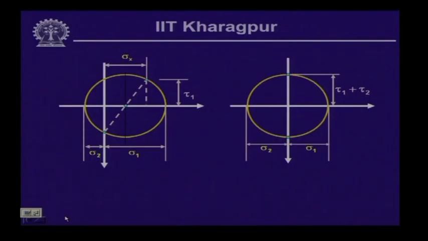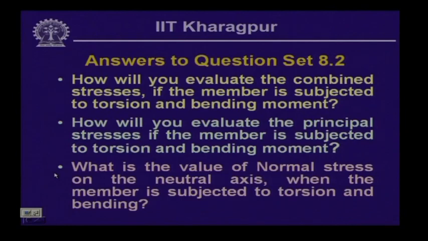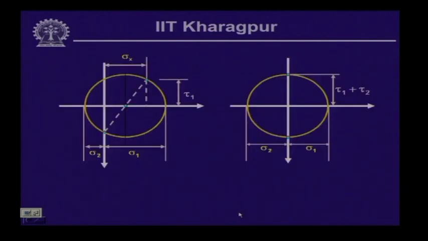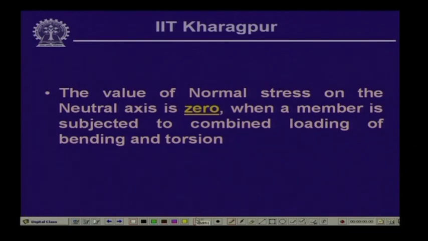And the third question was: what will be the value of the normal stress on the neutral axis when the member is subjected to torsion and bending? Now, when the member is subjected to torsion and bending, as you can see, torsion is producing shear stress which is T rho by J, and bending is producing normal stress which is M y by I.